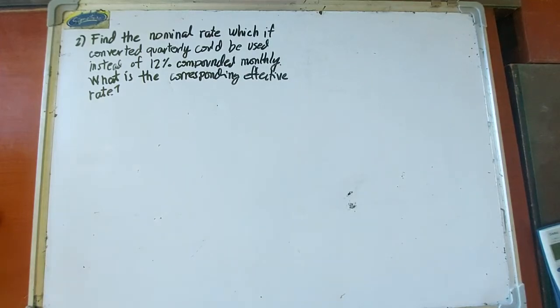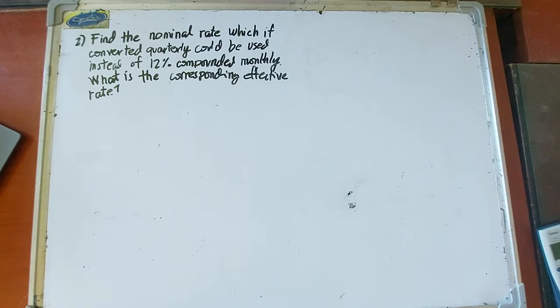Okay, let's continue our discussion. I think we're done with problem number one. We're to solve number two. Number two is about nominal rates and effective rates. We have discussed those concepts before in the previous video. I hope you understood the different concepts. Anyway, maybe using this example, we can explain it further.